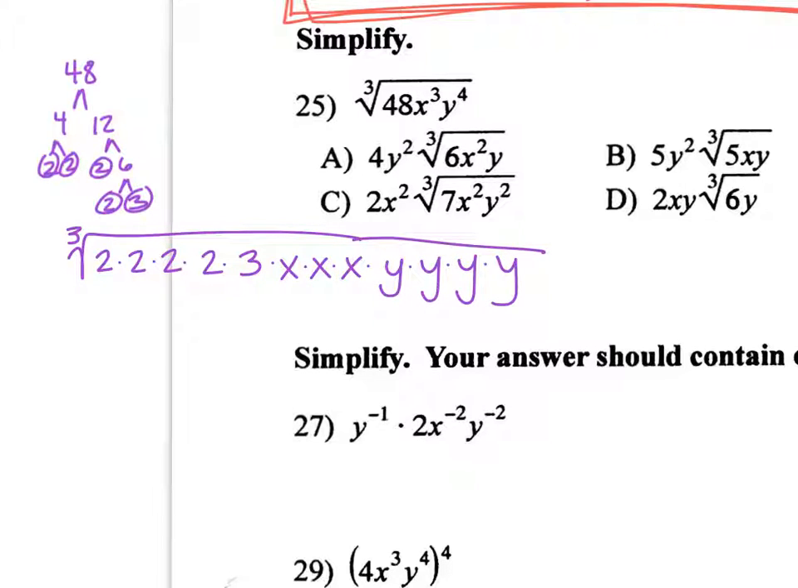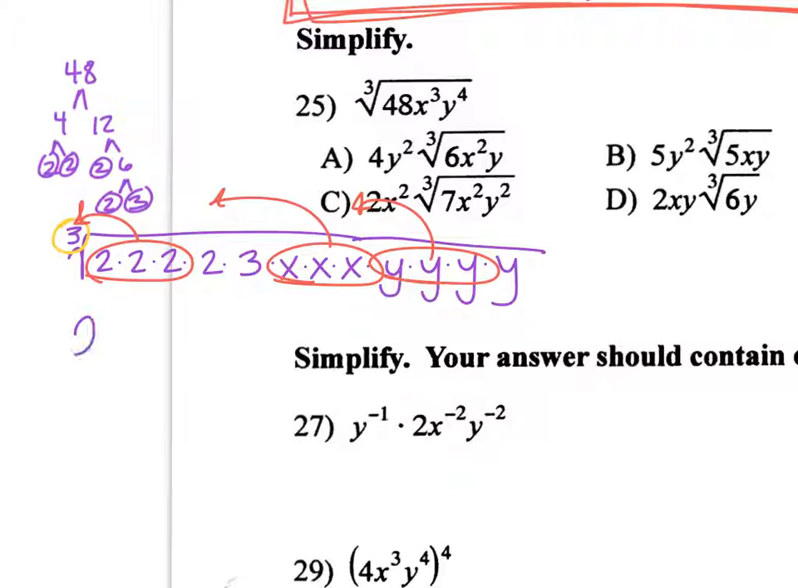And remember, the number in the corner tells me how many things I need to make a group. So I've got a group of 2's, a group of x's, and another group of y's. All of those are going to come out as whole numbers. So I'm going to have 2xy on the outside, the cube root of 2 times 3 times y on the inside.